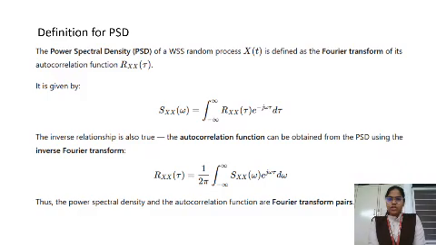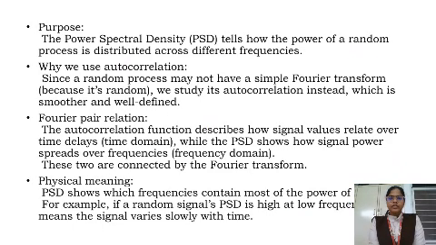The inverse relationship is also true. The autocorrelation function can be obtained from the PSD using the inverse Fourier transform. Rx of tau equals 1 by 2 pi times the integral from minus infinity to infinity of Sx of omega e power j omega tau d omega. Thus, the power spectral density and autocorrelation function are Fourier transform pairs. The purpose of the power density spectrum is to tell us how the power of the random process is distributed across different frequencies.